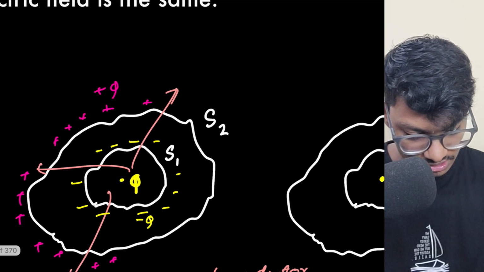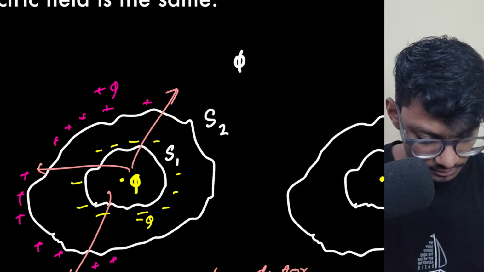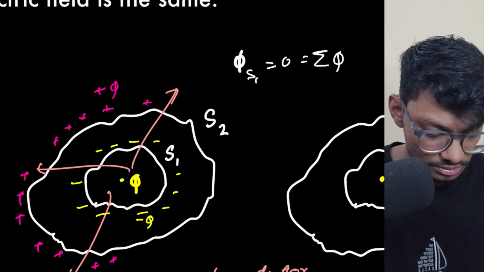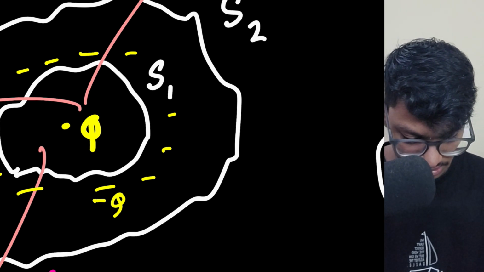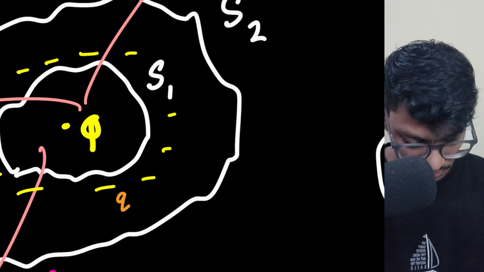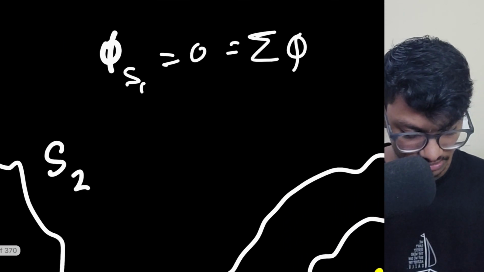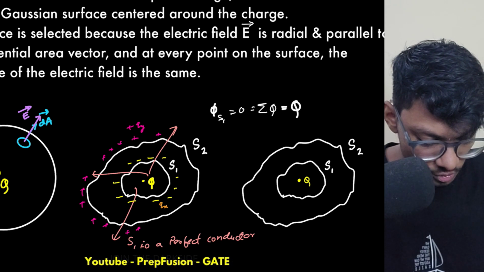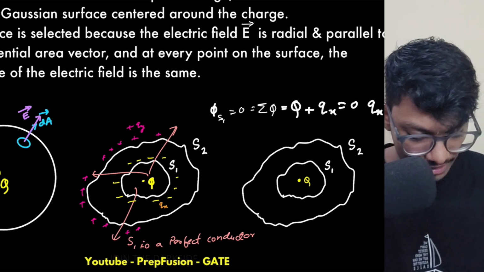So in this, phi S1 will be 0. If phi S1 is 0, it is basically the sum of the charge enclosed. So this charge is Q. Let me name this charge as Qx, and let me name this charge as Qy. Why am I doing this? I will explain. So here this will be Q plus Qx. Now this is equal to 0, so my Qx will be equal to minus Q.